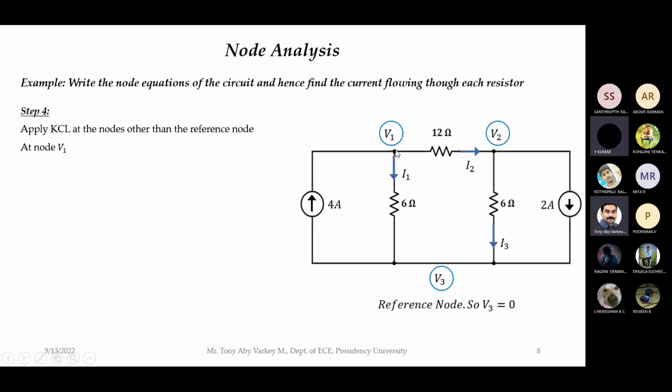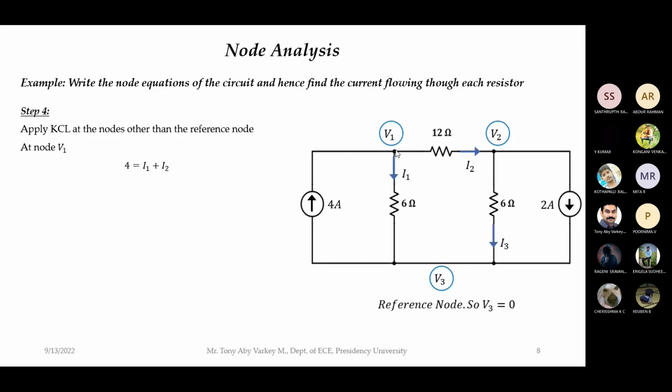I2 and I1. Correct. So what is the KCL equation? For A, equal to I2 plus I1. 4 is equal to I1 plus I2, or I1 plus I2 equal to 4, whichever way you want. But what is I1? We already got the equation of I1. V1 by R. V1 by which R? 6. V1 by 6. Correct.